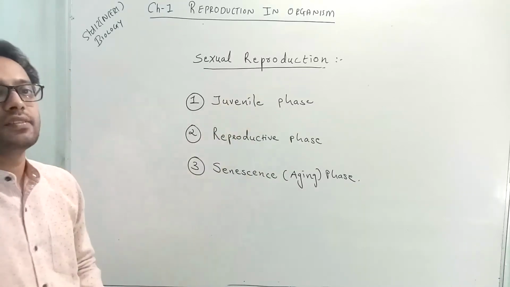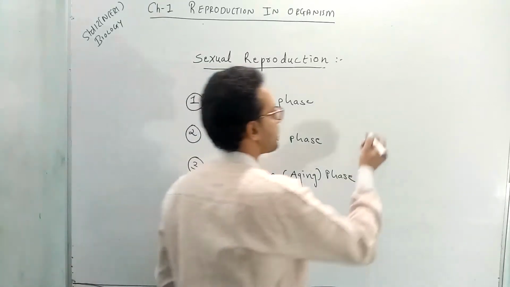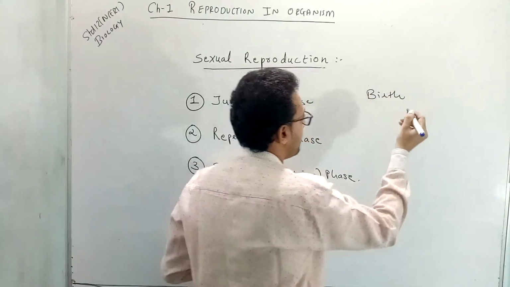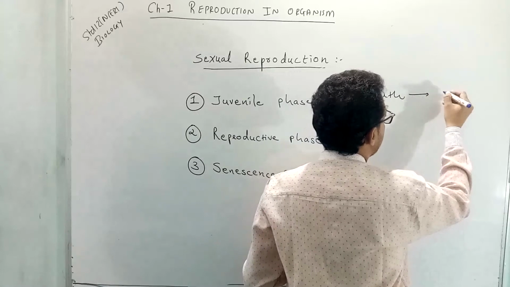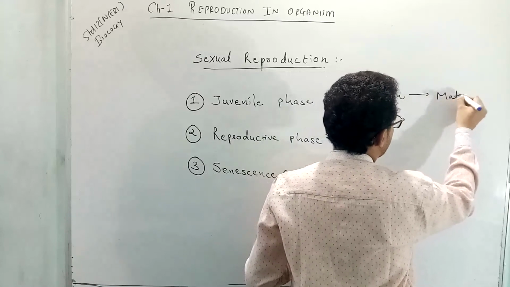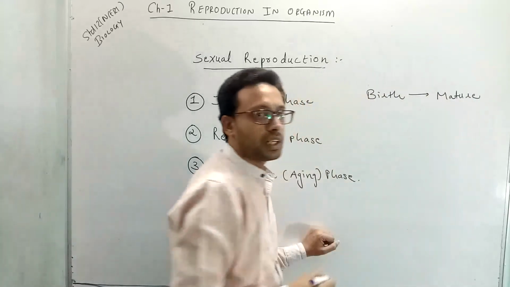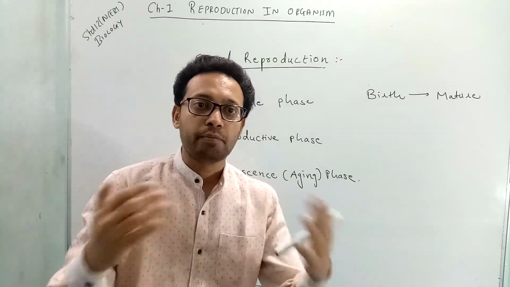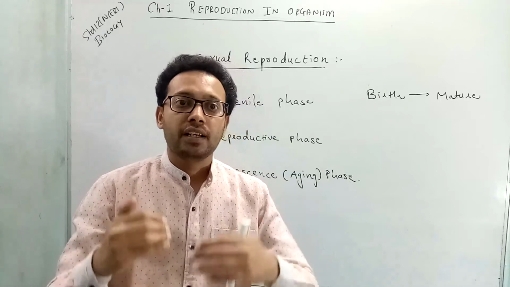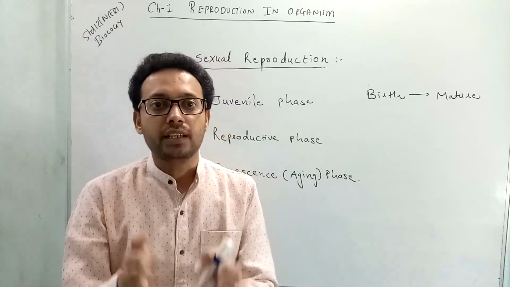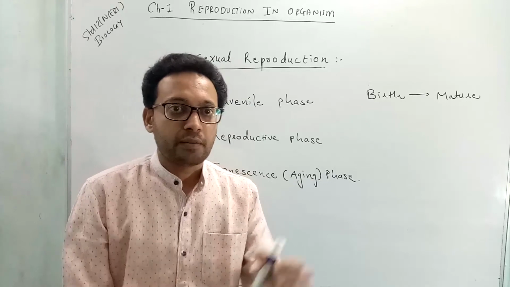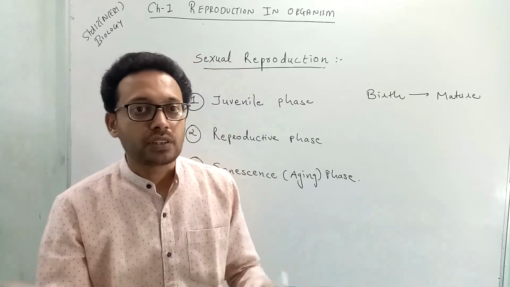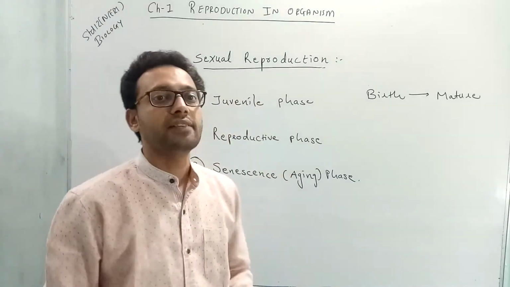First is the juvenile phase. What is called the juvenile phase? The juvenile phase is the time period from birth until the organism becomes mature. Clear? As you already know, after birth, the living organism grows up. Once they grow up, they attain maturity. So the time period between birth and becoming sexually mature is called the juvenile phase.